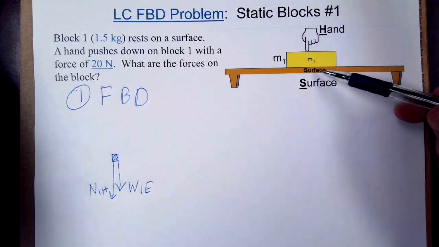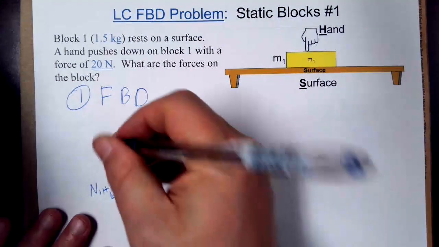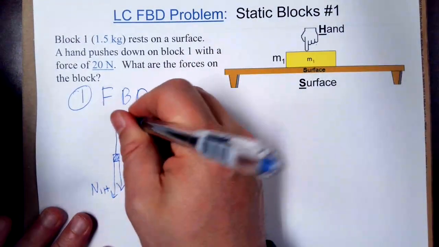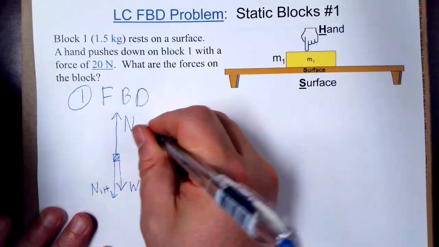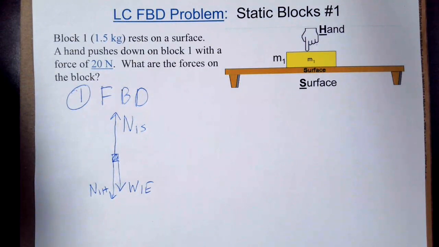So the surface is preventing this block from falling through. That means we've got a force pointing up, and this is the normal force on 1 by the surface, since the surface is pushing on the block. So that identifies our three forces here. This one's not too complex, but you can imagine as we add more and more objects, these kinds of diagrams can be more complicated.